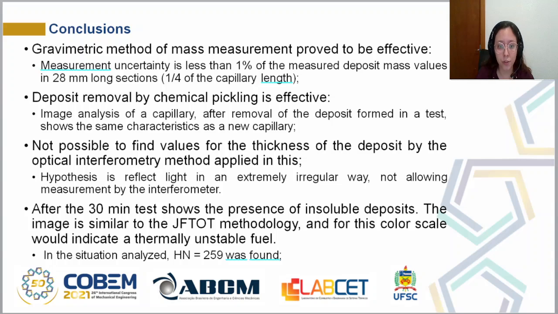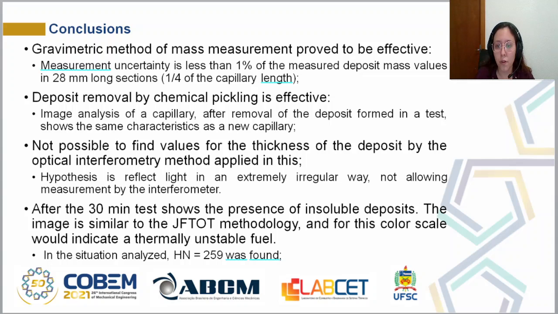So our conclusions are: the gravimetric method of mass measurement proved to be effective. It measured with uncertainty less than 1% the deposit mass value in a 28 mm long section of the capillary length. Deposit removal by chemical pickling is effective. Image analysis of the capillary after removing the deposit formed in the test shows the same characteristics as a new capillary.